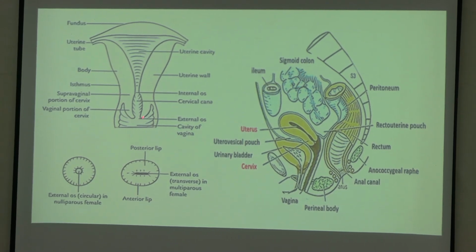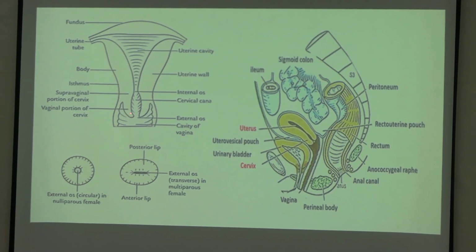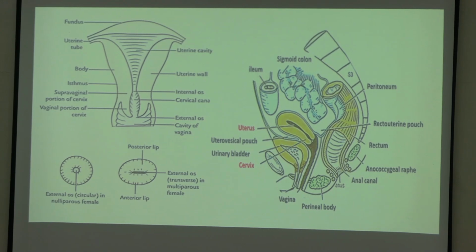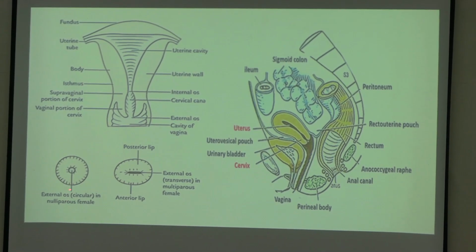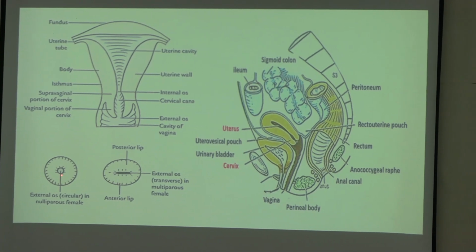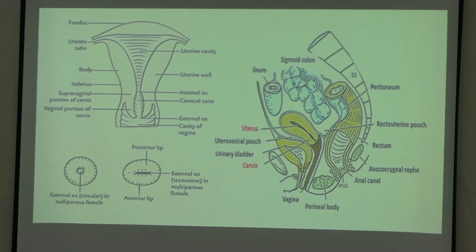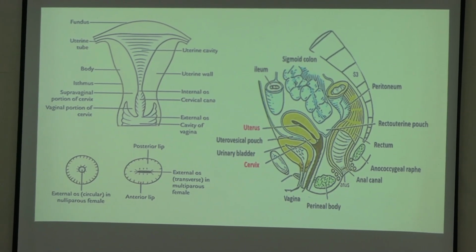Okay, so in this diagram you can see the supravaginal part and the vaginal portion, and these are the fornices. Now I hope you have observed the external os in case of multiparous and nulliparous women.